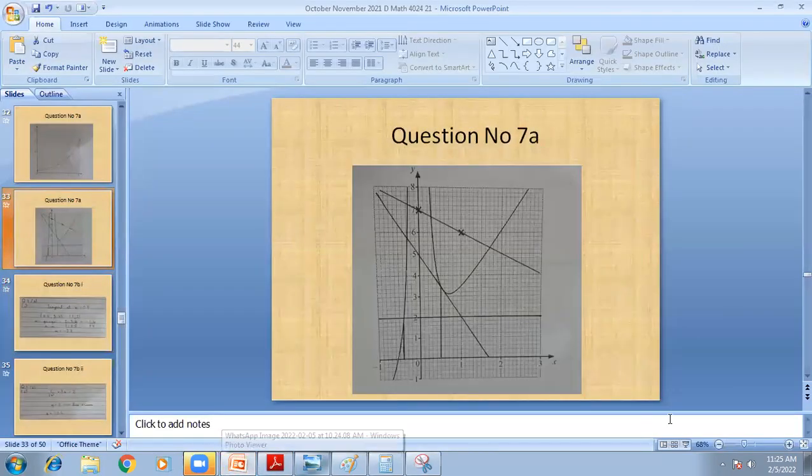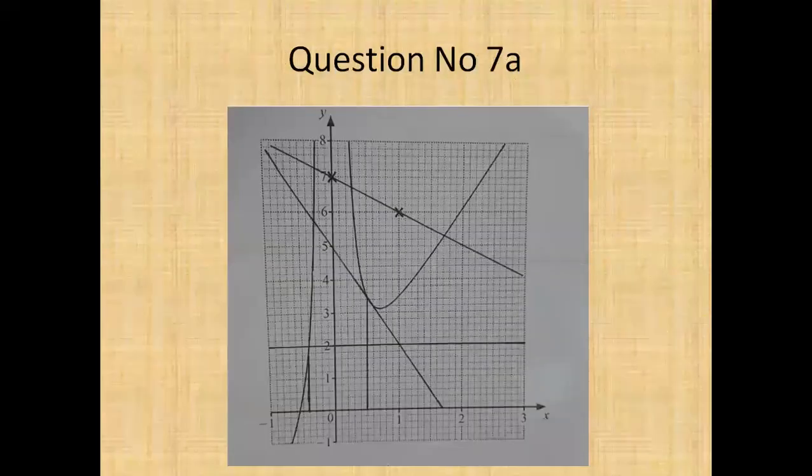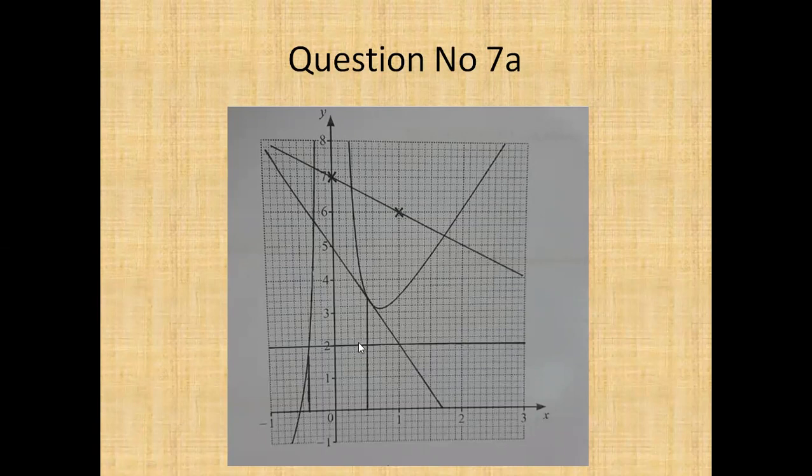So you can see here, let me show you. I have drawn that line y equals 2. Here is that line y equals 2. So when this line cuts this graph, it has cut this graph here. So check what is the x value here. So it's minus 0.4. That is the solution.